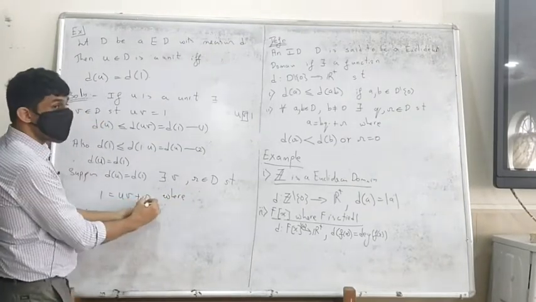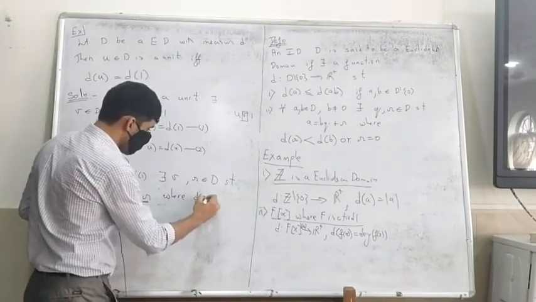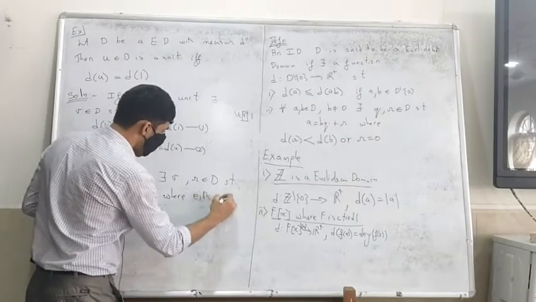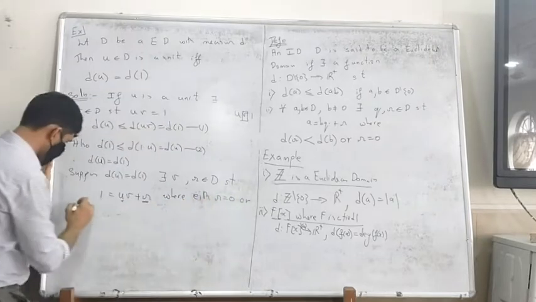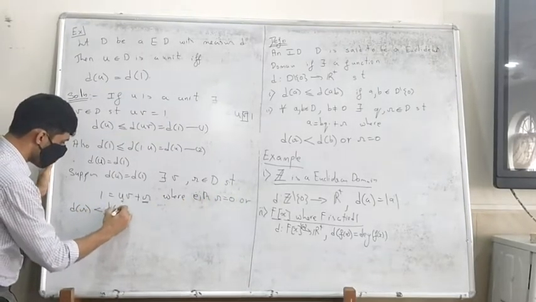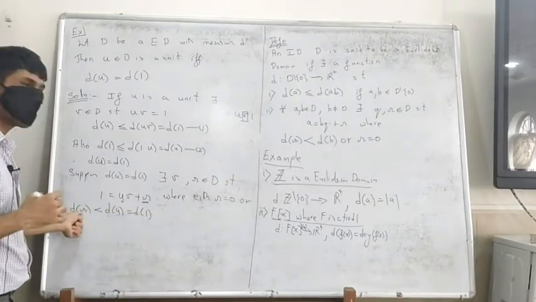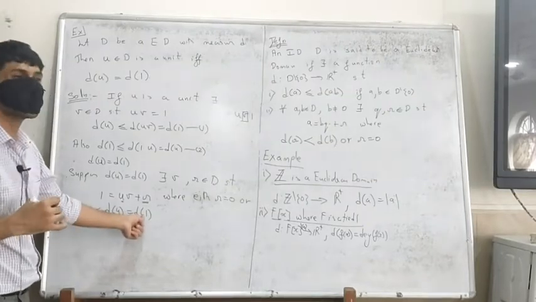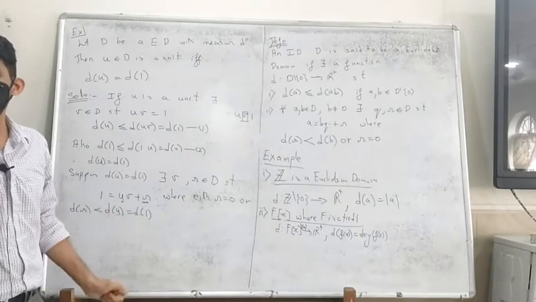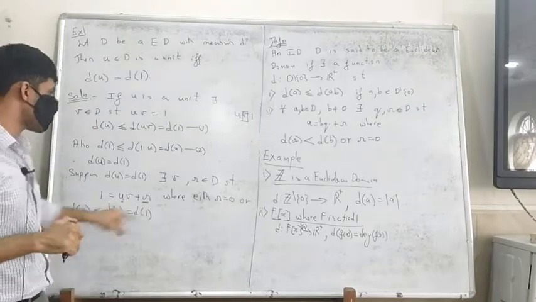Where D of R is less than D of U. There are two possibilities: either R is 0 or D of R is less than D of U. But what is D of U? It's given to be D of 1. So this is saying that D of R is strictly less than D of 1. As I said, that cannot take place because D of 1 is going to be the least possible measure. So if this cannot take place, therefore that has to take place.